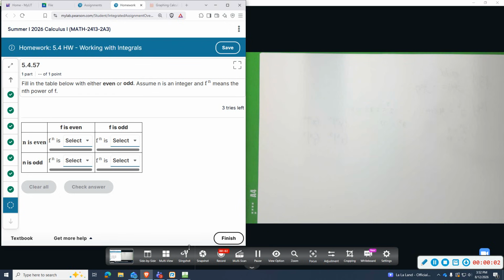All right, number 14, we want to fill in the table below with even or odd. We're going to assume n is an integer and f to the nth means the nth power of f. Okay, so we have four scenarios. N is even when f is even, and we have n is even when f is odd, and then we have n is odd, f is even, n is odd, f is odd. So let's kind of look at what that looks like.